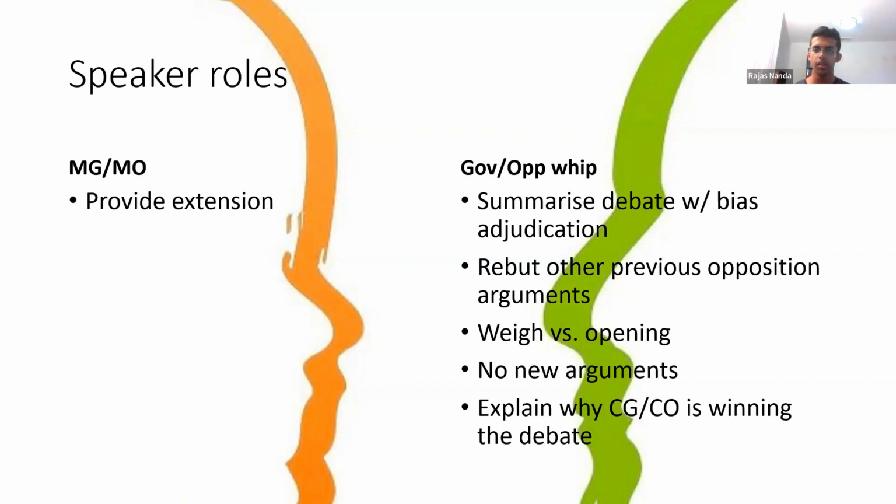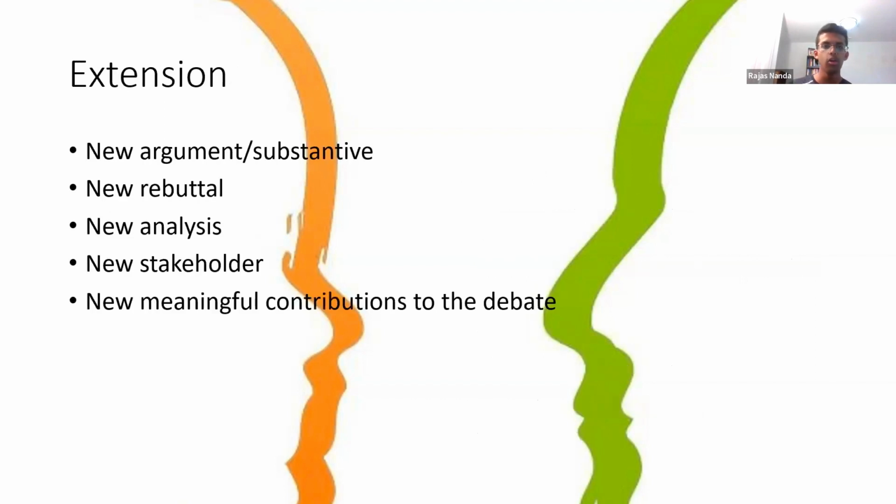Finally, speakers 7 and 8 are not allowed to bring in new arguments, so their partners have to bring in any new arguments, and then they focus on things like summarizing, rebutting, things like that. And lastly, you explain why you're winning. I've gone over that. So moving on to the extension, this is what speakers 5 and 6 need to do.